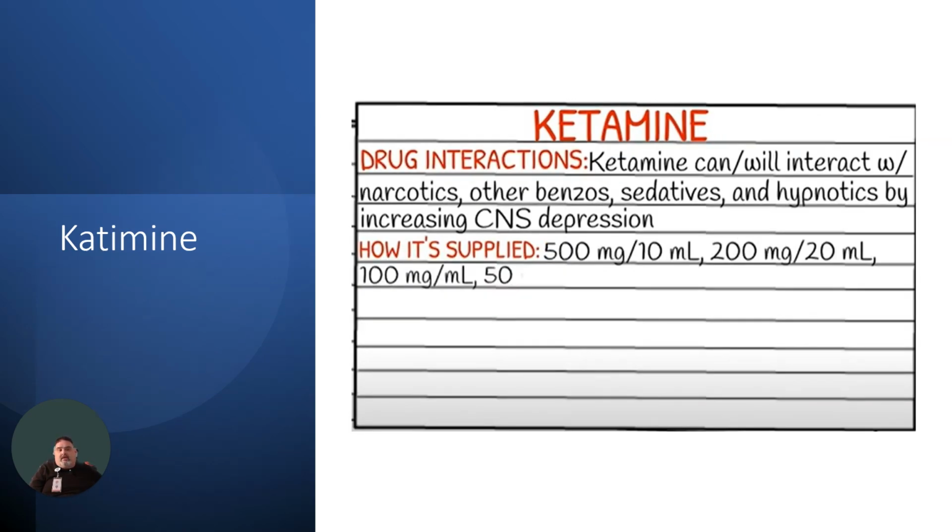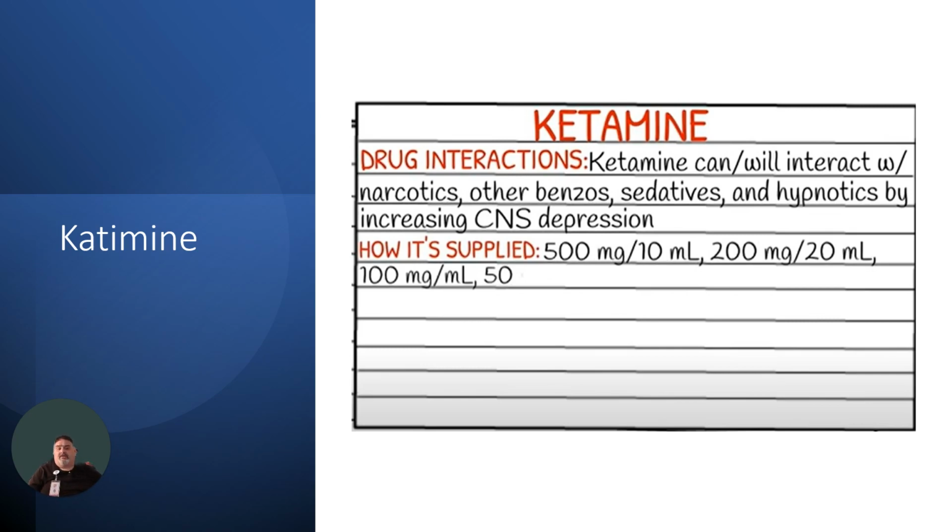Interaction. Ketamine can and will interact with certain narcotics and benzos, other sedatives, and hypnotics by increasing the CNS depression that's already been caused by those drugs. That's why typically we're going to try our first dose of opioids first. If you feel like that's not going to work, you can always talk with medical command. Ketamine is in your tools and bag of tricks for pain medicine, sedation, and excited delirium at this point.